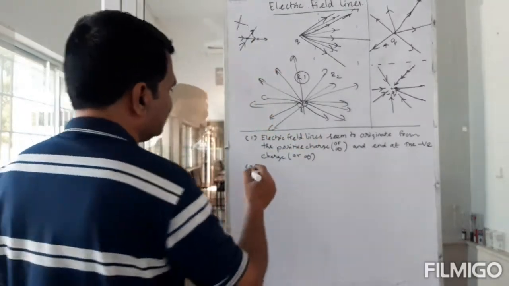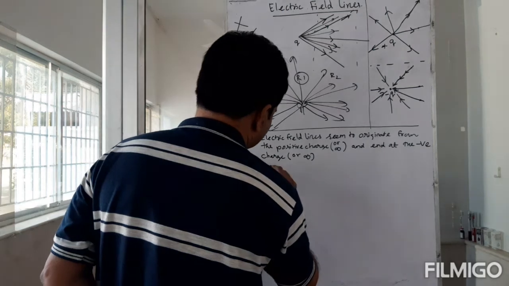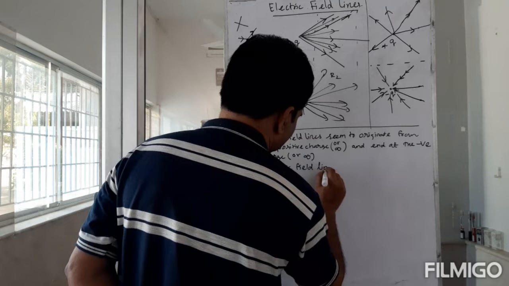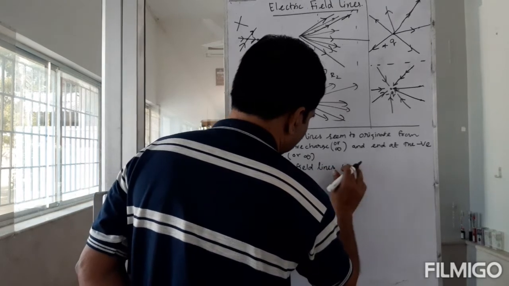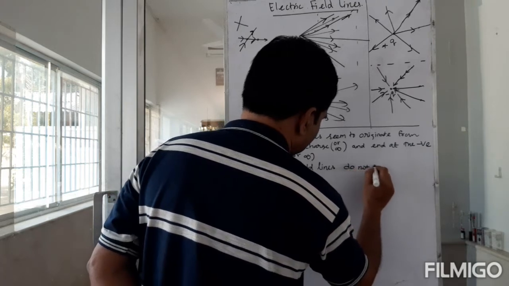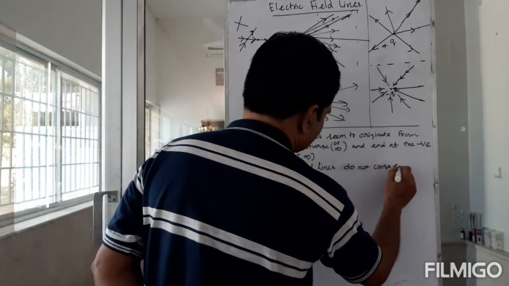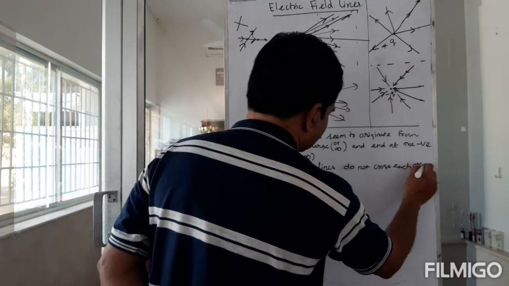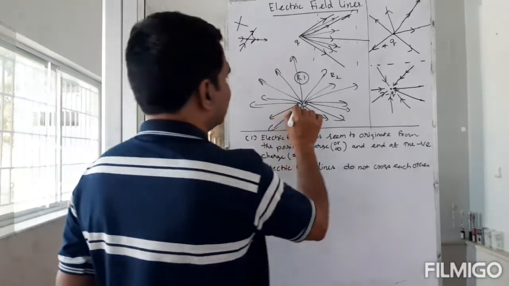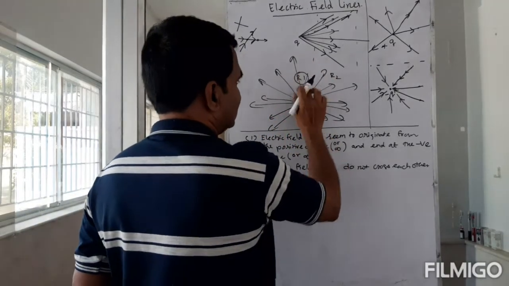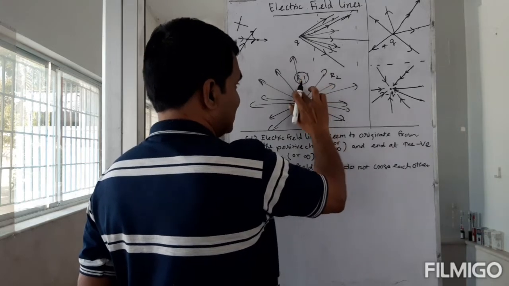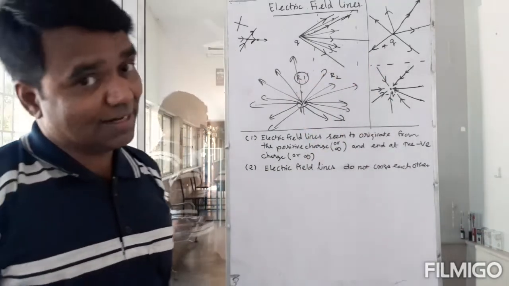Okay, the second point is the electric field lines do not cross. They never cross each other. I can't have a line that goes like that. No, I can't have it like this. Because you see, at this point, you have two directions, but only one direction is possible. So it can never happen.